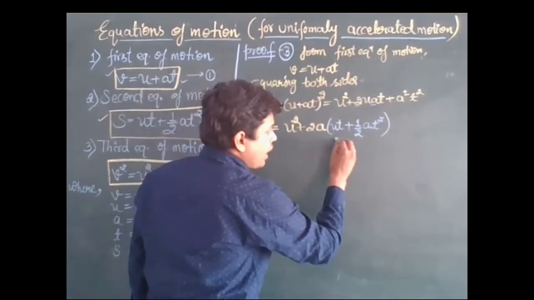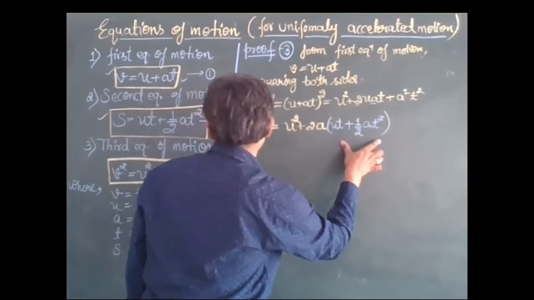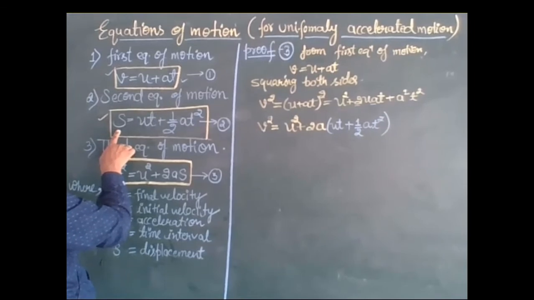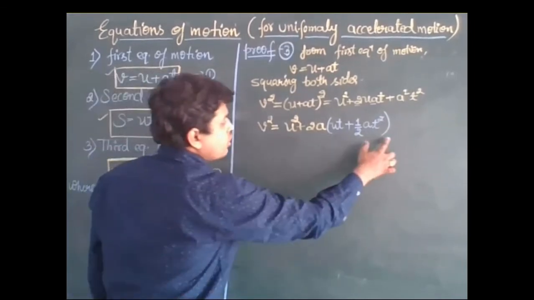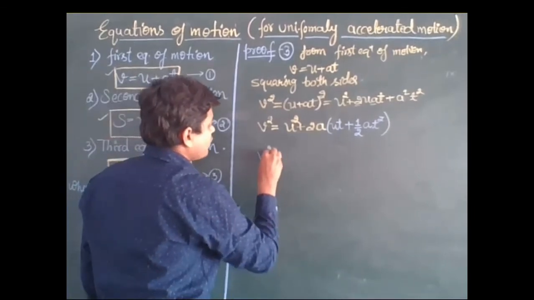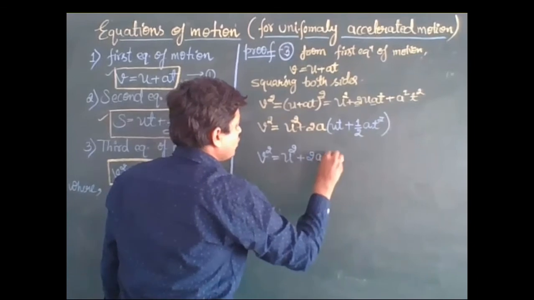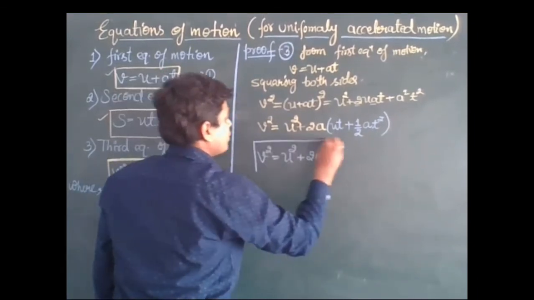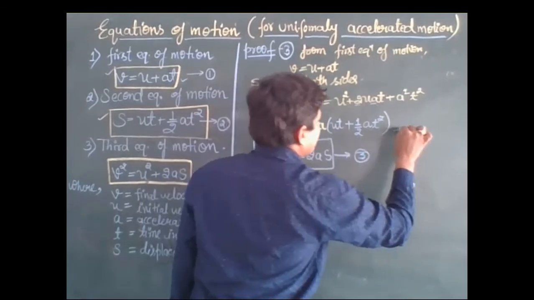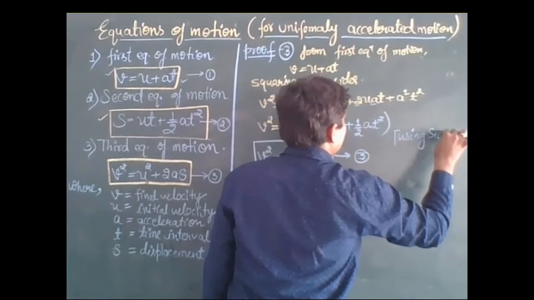Are you identifying this bracket term? This bracket term represents the second equation of motion. So we can write in place of the bracket term s. So we will have v square is equal to u square plus 2as. This is the third equation of motion. You can write here, using second equation of motion.